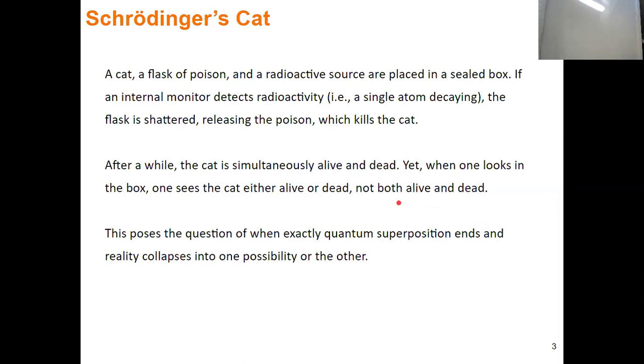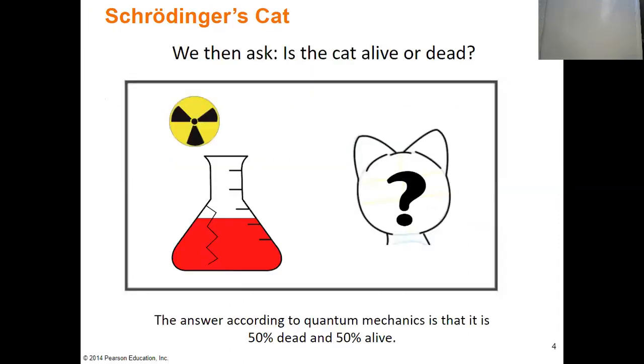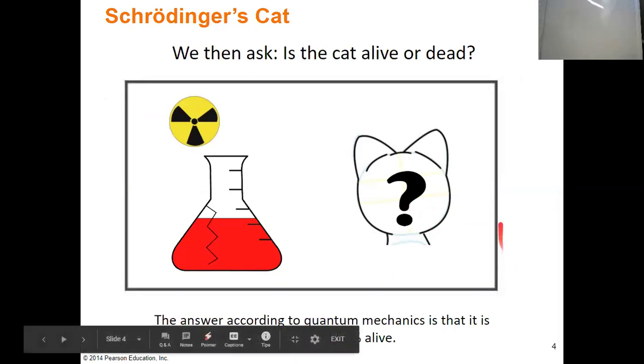It's a really weird thought exercise, but it kind of sums up how electrons work to the best of our knowledge right now. These drawings are from Pia. They're kind of lovely. Okay, there's your cat. You don't know what's happening to him right now.